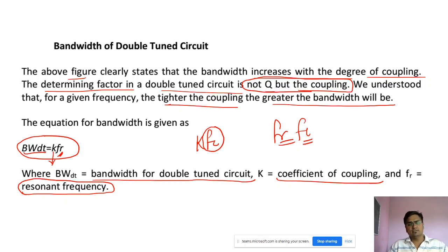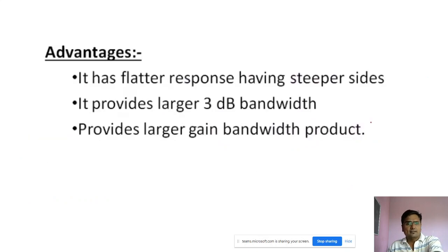Every time it's not necessary to go with Q only. We know that Q is inversely proportional to bandwidth, but it's not necessary to go with Q all the time. Even if you know the coupling coefficient, then also you can calculate the bandwidth if you know the resonant frequency. That's all.